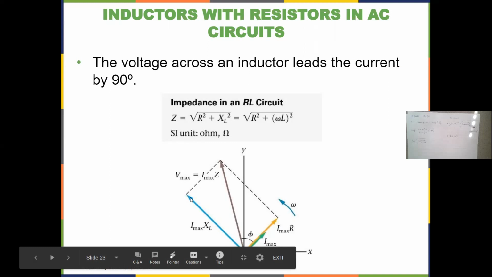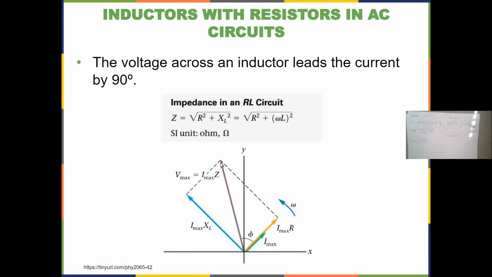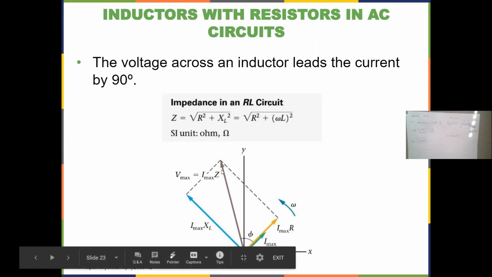So for the overall voltage phasor for the whole circuit, V max, that should be, according to the Pythagorean theorem, the square root of R squared plus XL squared, okay? And there's a common factor of I max that will cancel out. This is similar, you can follow this the same as when you did the RC circuit.